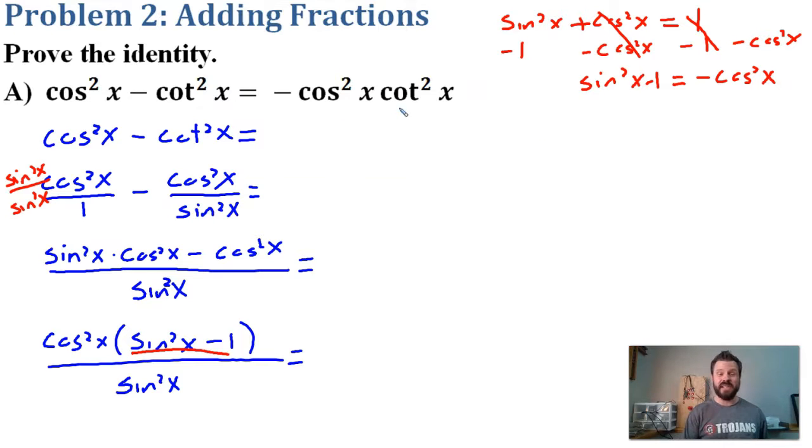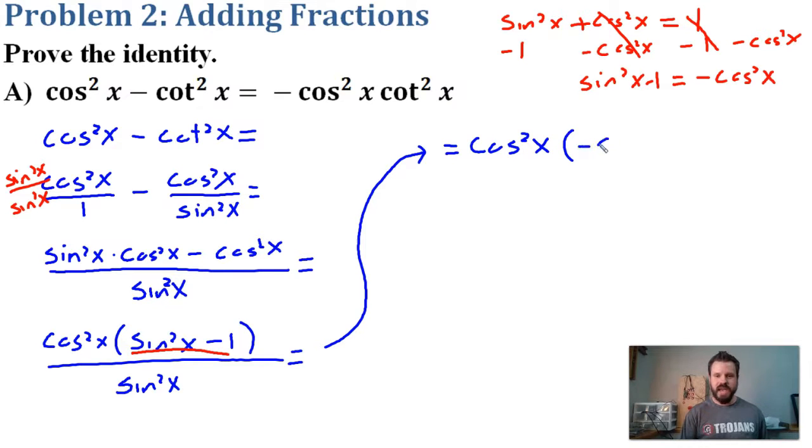I want to get to this right side of the equation. It's got a negative in it, so I know I'm probably on the right track here. So let's give myself some room here. I can rewrite this as equal to cosine squared x times, we'll say, negative cosine squared x all over sine squared x.